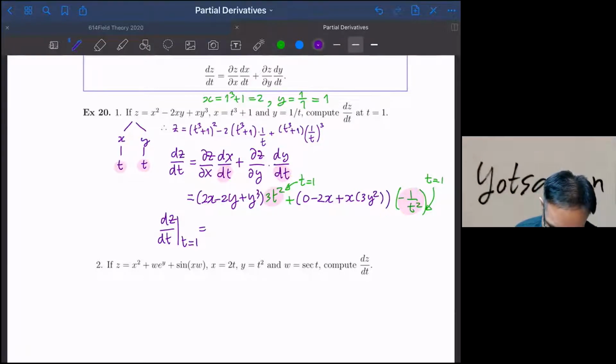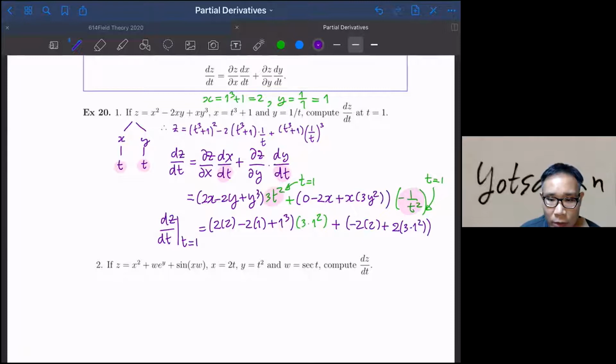So you put x equal to 2, y equal to 1 into the formula: 2 times 2, minus 2 times 1, plus 1 to the third, times 3 times 1 squared. And you add negative 2 times 2 plus 2 times 3 times 1 squared, times negative 1 for the last term. So you end up with numbers.